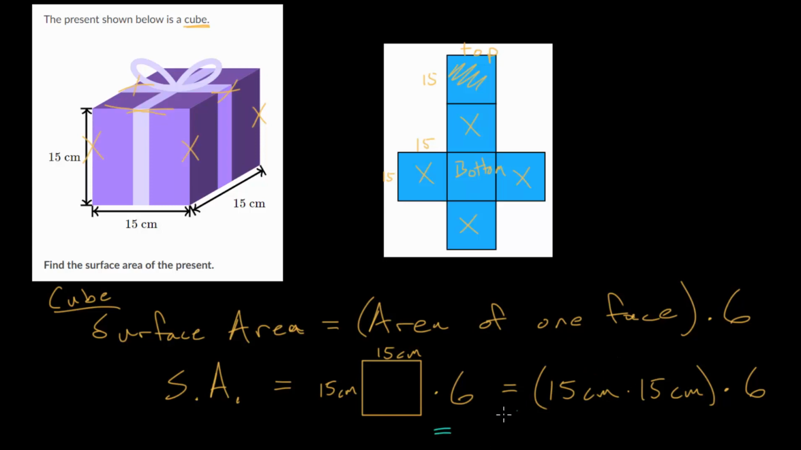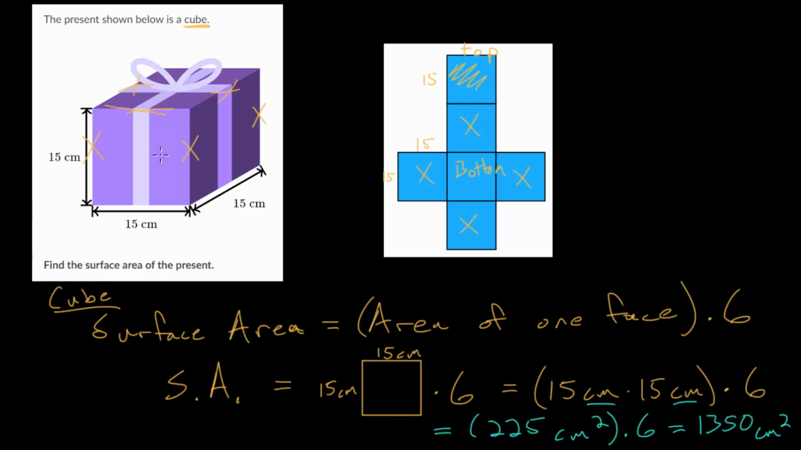So 15 times 15 is 225, and we have centimeters times centimeters, so that's square centimeters. And we'll be multiplying this by 6. So we can do 6 times 200, that's 1200. 6 times 25 is 150. 1200 plus 150 is 1350. And again, our unit is square centimeters.